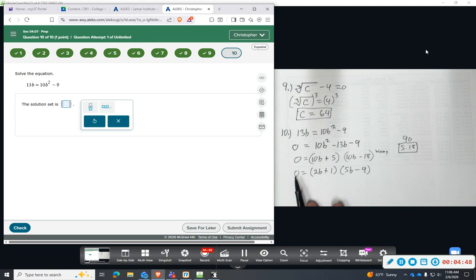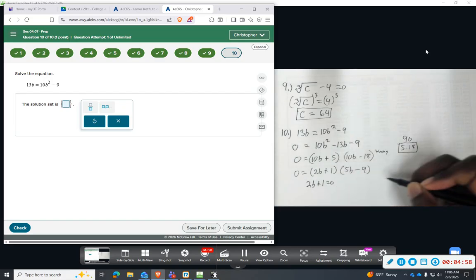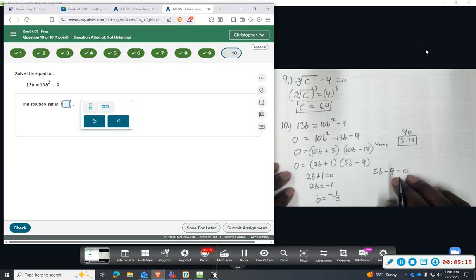However, we want to solve. We have it set equal to 0, so I need to figure out both values of b that make this equal 0. So 2b plus 1 equals 0, and 5b minus 9 equals 0. Subtract 1. Divide by 2. B equals negative 1/2. Okay, it's kind of off the screen, but one possible solution.